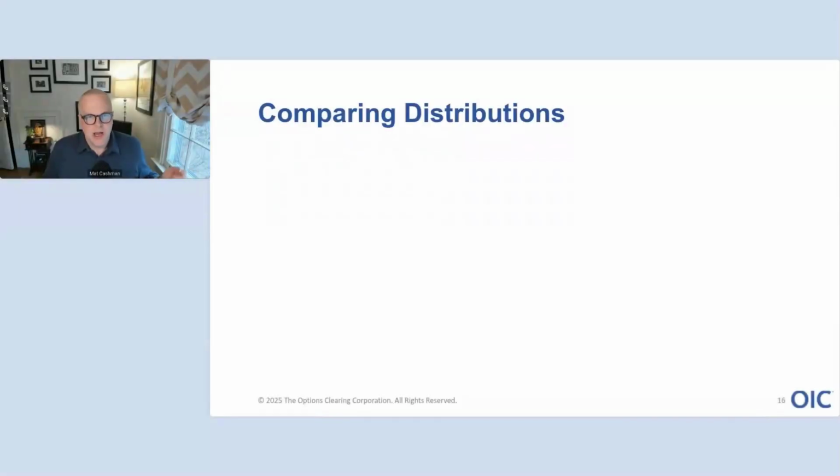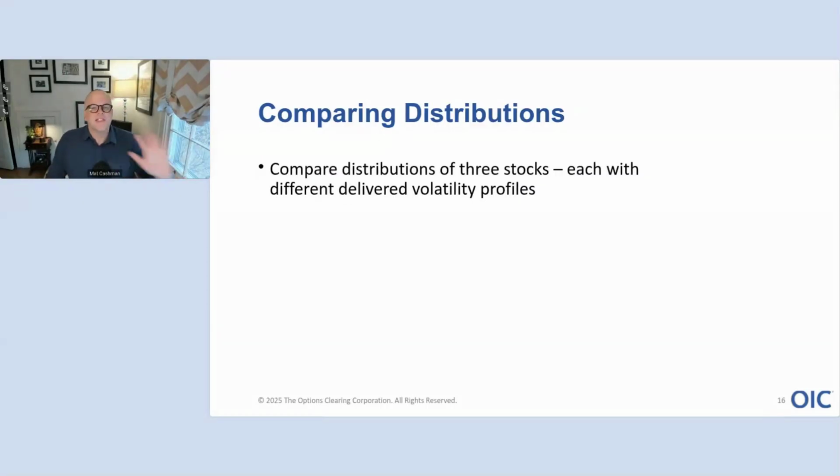The interesting part about distributions, like I said at the beginning, is that when you start to get into different levels of volatility, the shape of the distribution changes most of the time. Let's talk about three different stocks that have three different historical volatilities. Remember that these volatilities are backward looking.